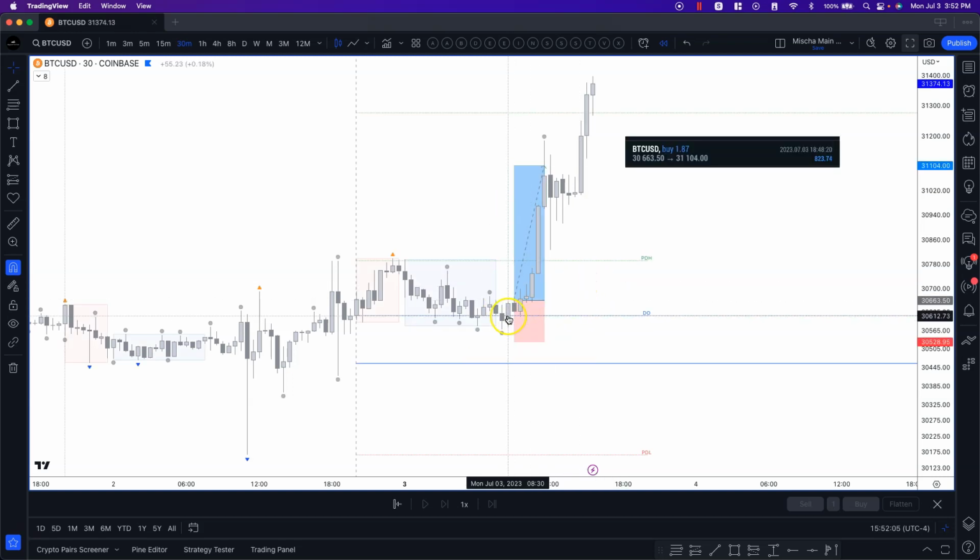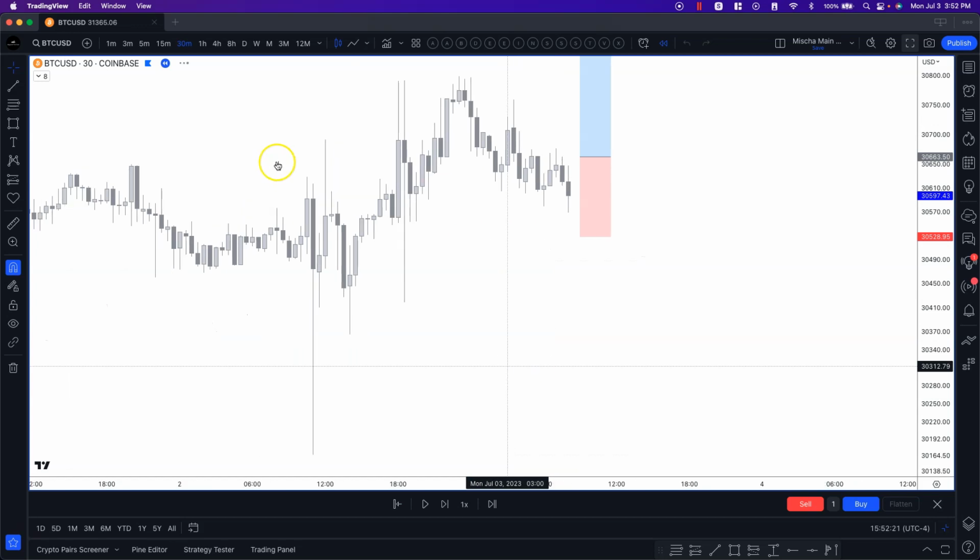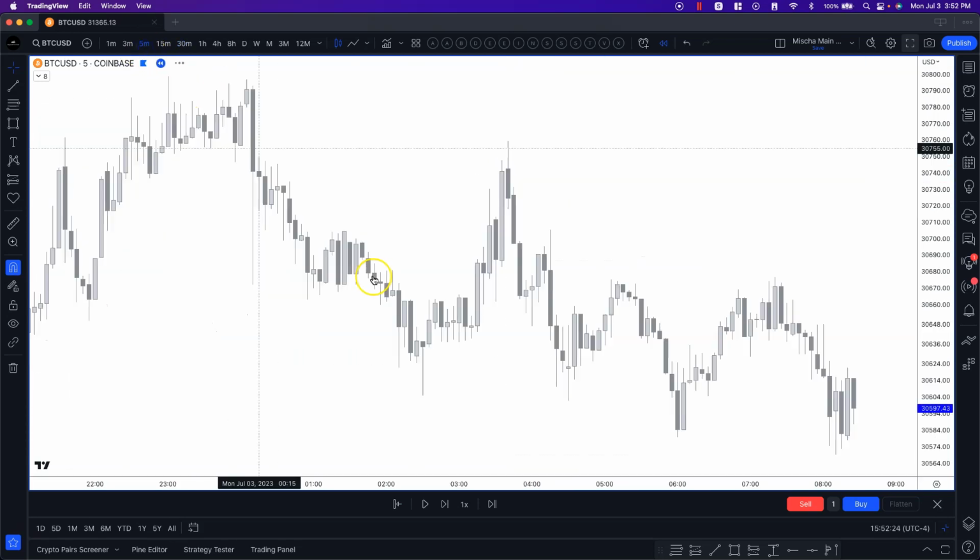So once that happens, once I have the order flow confirmation, the next thing I'm looking for is my structure confirmation, and I do that on a 5-minute time frame. So what I'm going to do is use the replay tool right here, and we are going to go back to this time right there, and go to a 5-minute time frame.